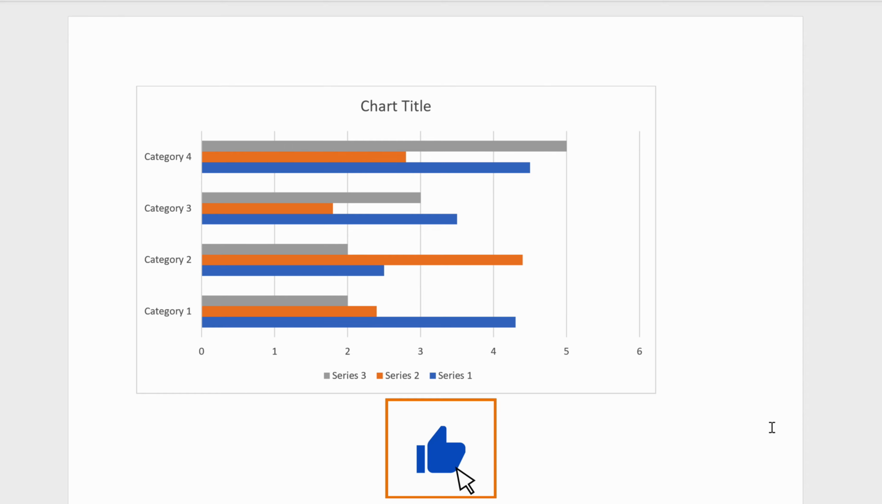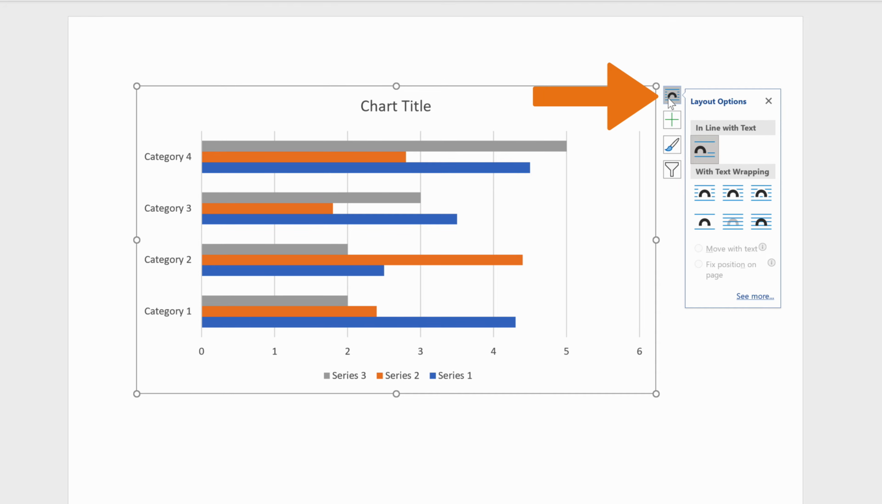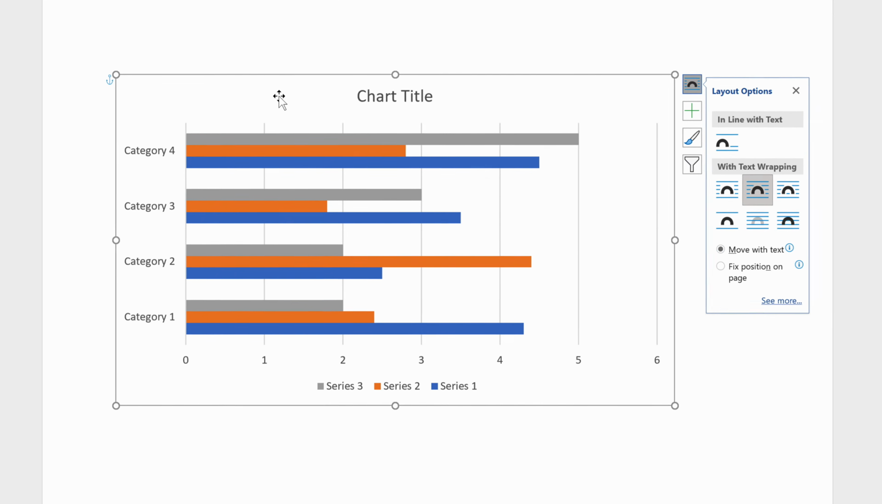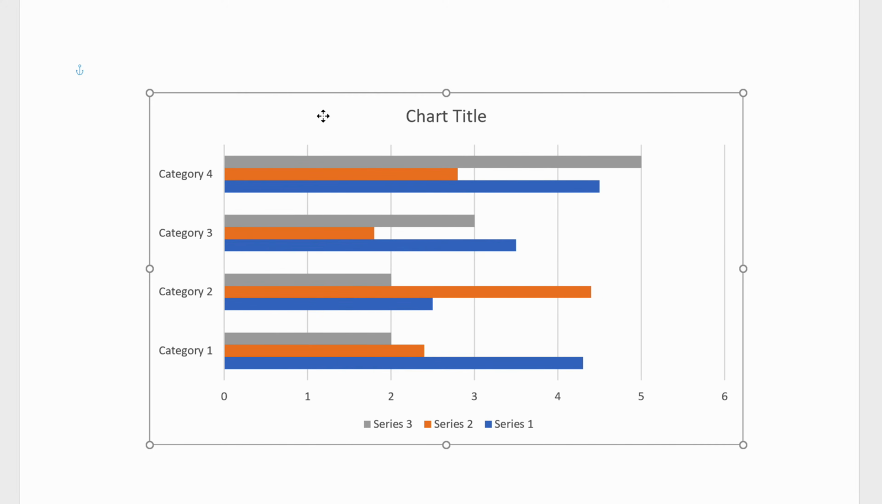The position of the graph inside the document can be adjusted in a very simple way. Click on a blank space inside the chart, select the Layout Options icon on the right, and choose the layout option we want. We will select Tight under With Text Wrapping, and we'll leave the option Move with Text checked. Now move the chart in any direction by pressing the left mouse button.